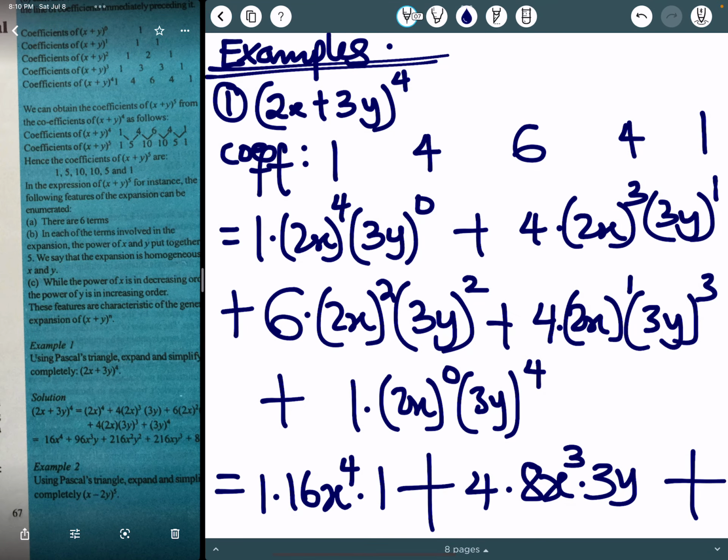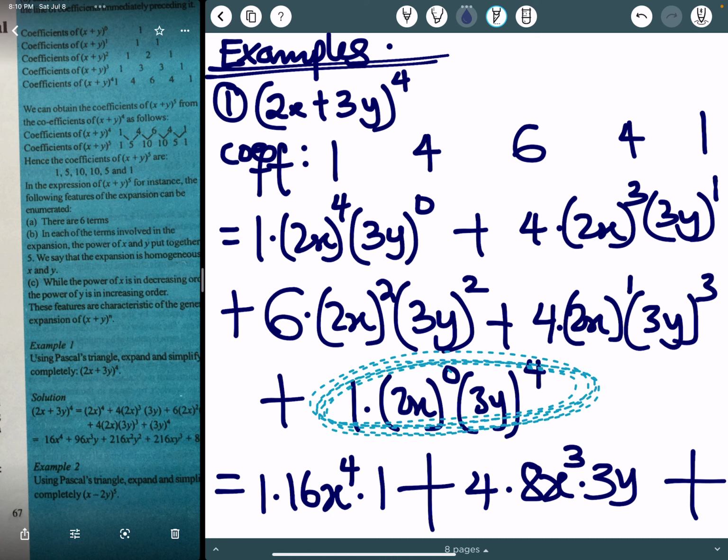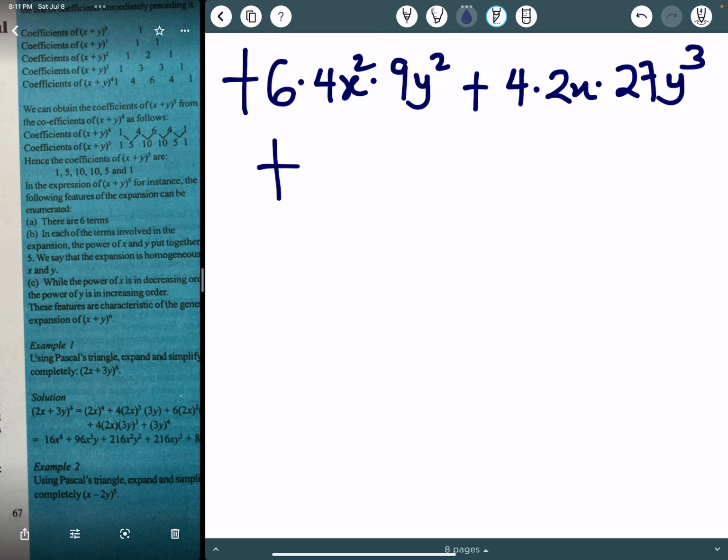Then my last term. The coefficient of my last term is what? 1. This is the term I'm dealing with now. The coefficient of this last term is 1. 2x raised to power 0 from the bracket will give me 1. 3 raised to power 4 is 81. y raised to power 4 is y raised to power 4. So that term will be equal to 1 times 1 times 81 y raised to power 4.